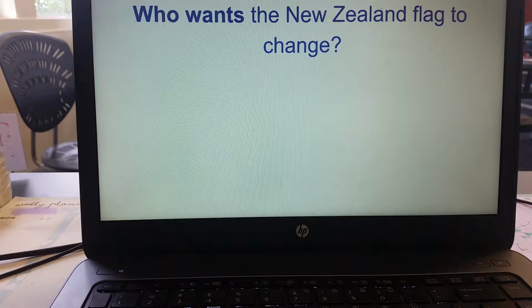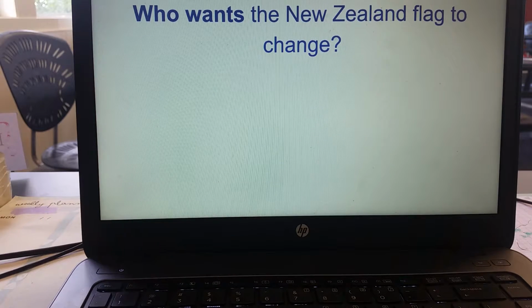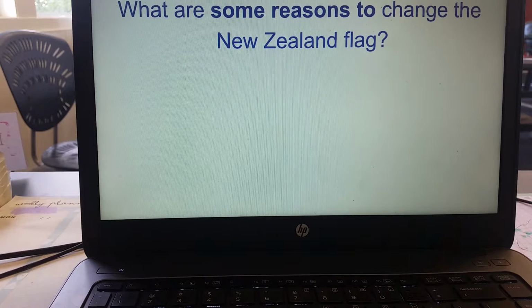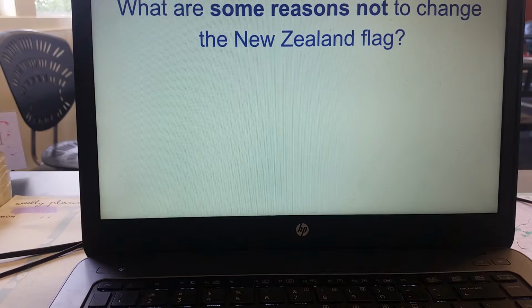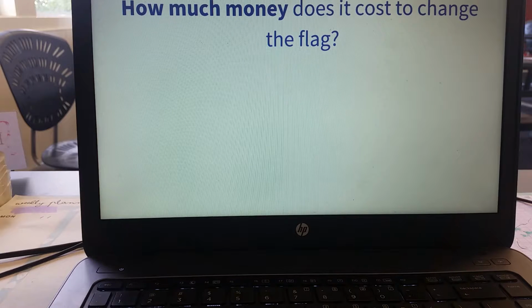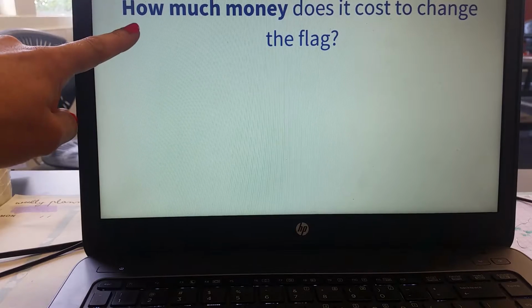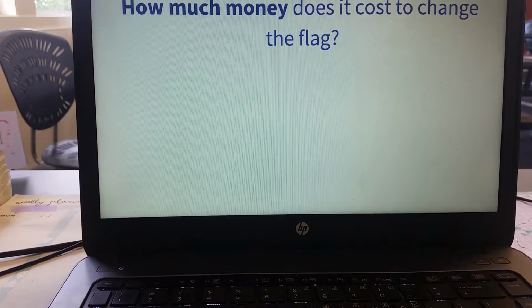But what about who wants to change the flag? Again, my answer is a number. I'm not actually going into this. You're better off looking at reasons to change it, and then you can include the number of people who actually do want to change it and the number of people who do not want to change it. And then lastly, how much money does it cost to change the flag? Again, a how question, the answer is a number. So it's not actually allowing for much interpretation.